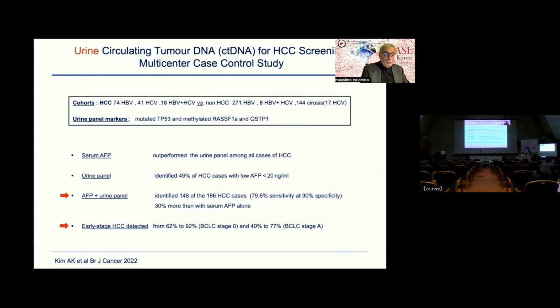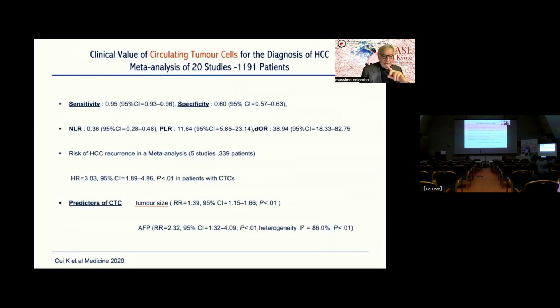And when alpha-fetoprotein was combined with the urine panel, it was able to identify 80% of the HCC cases, not all, of course, early. And the early stage HCC detected by the combined alpha-feto urine panel rose from 62% to 92% in BCLC stage 0, very early, and from 40% to 77% in Barcelona stage A, so very promising. And this study was run in a developed area of the Americas.